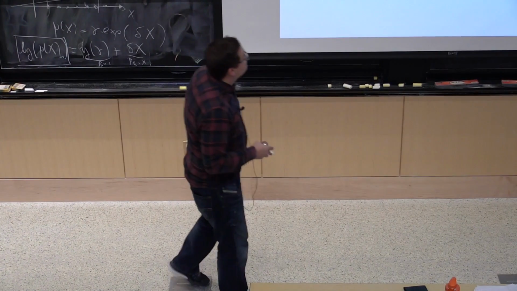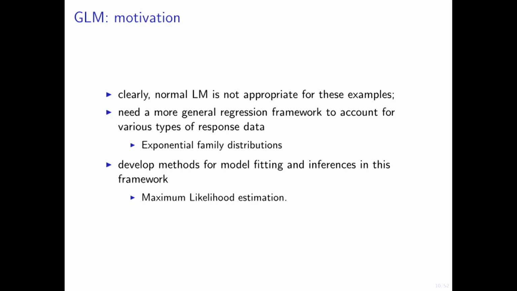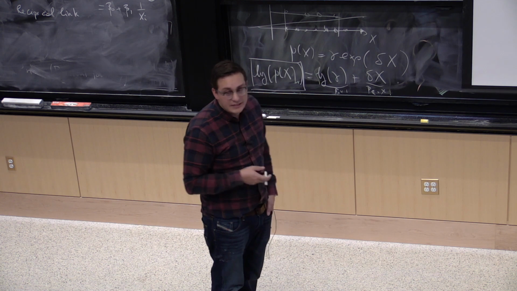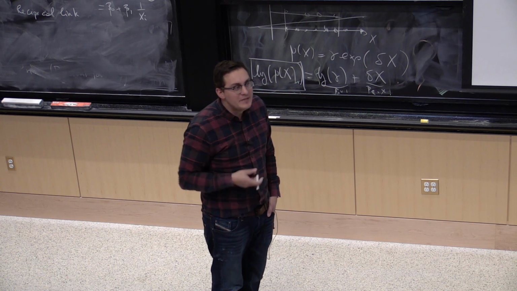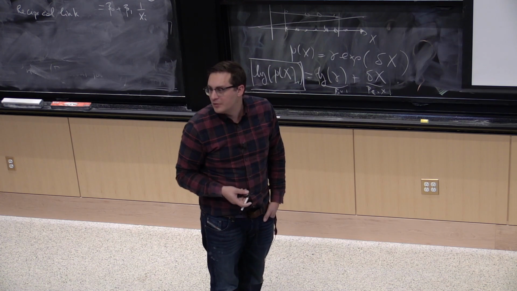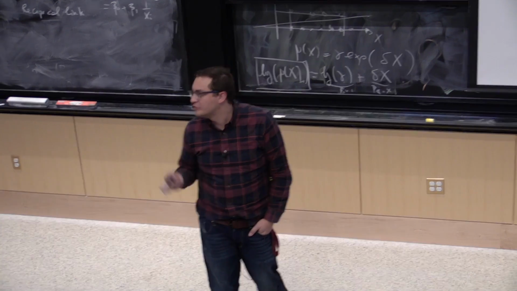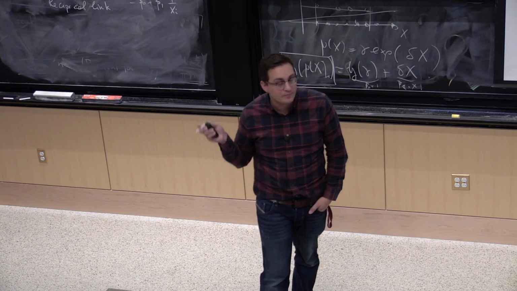All right, so just to recap what I just said. The normal linear model is not appropriate for those examples, if only because the response variable is not necessarily Gaussian. And also because in the linear model, the mean has to be transformed before I can actually apply a linear model for all these plausible nonlinear models that I came up with.